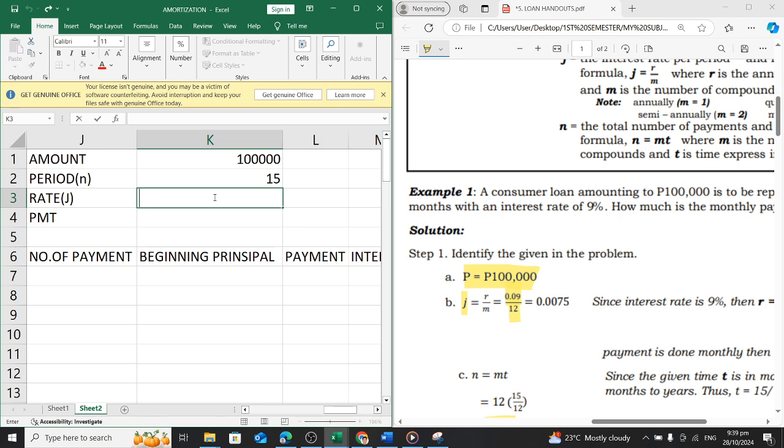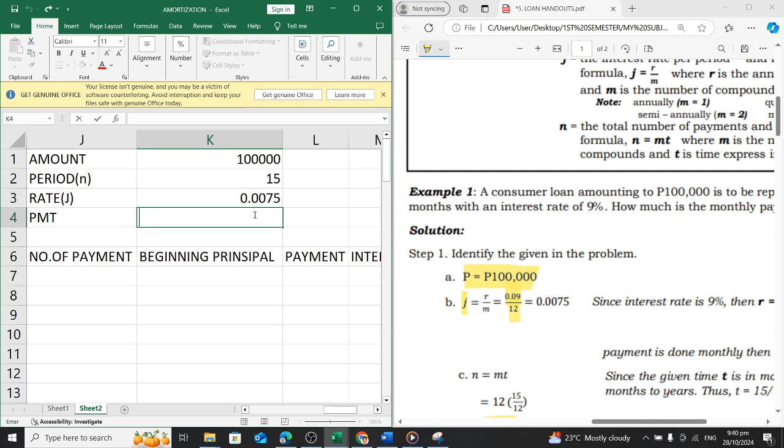How about our rate? Since this is a simple annuity, we have to divide again 0.09 by 12, since this is compounded monthly. So we can write first the equal sign so we could operate. Yes, that is 0.0075. So how to get the payment, the regular payment? So here is our formula.